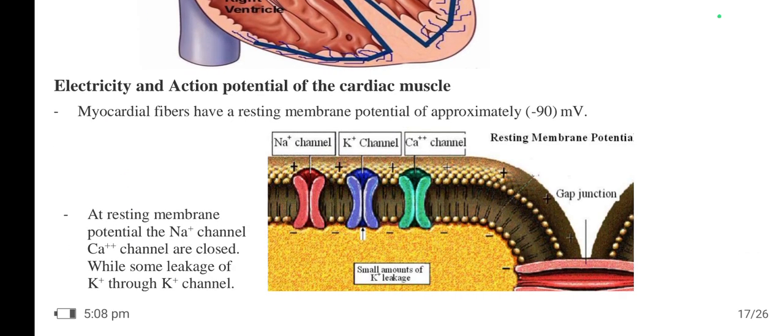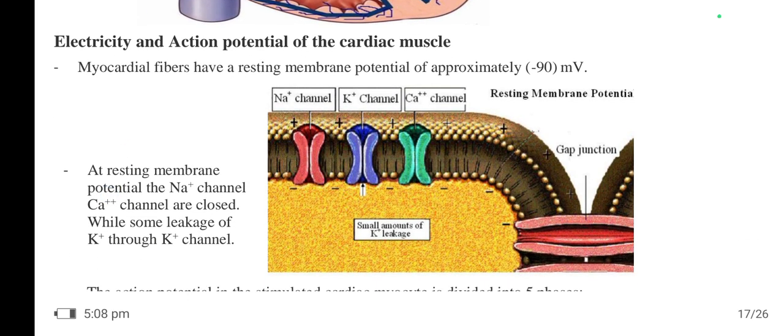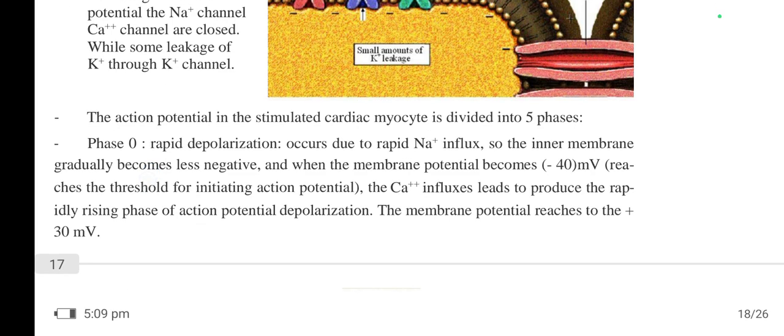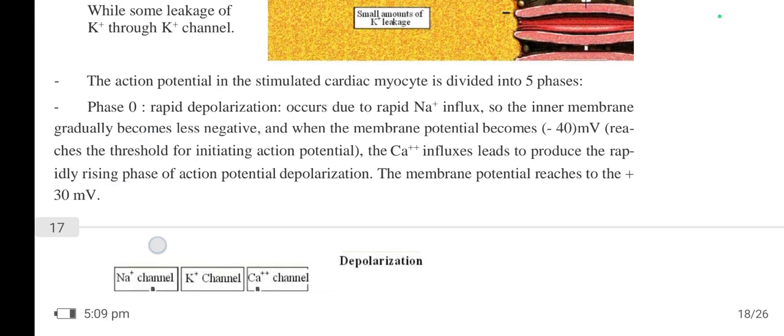Electricity and action potential of the cardiac muscle. Myocardial fibers have a resting membrane potential of approximately minus 90 mV. At rest membrane potential, the Na+ channel and Ca++ channel are closed, while there is some leakage of K+ through K+ channel.